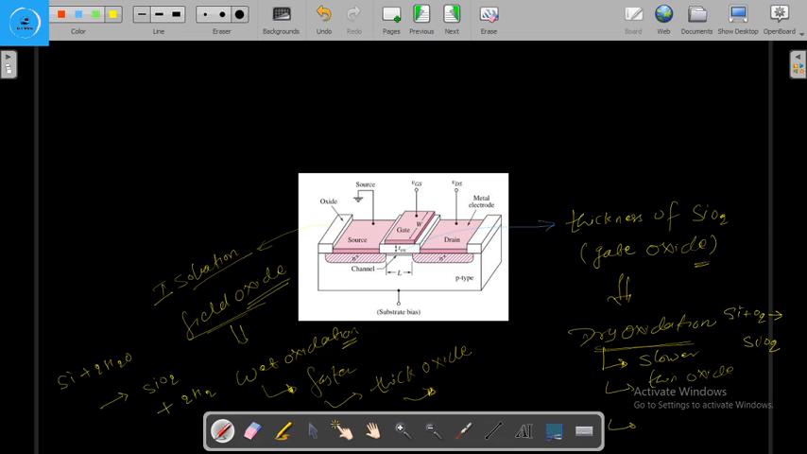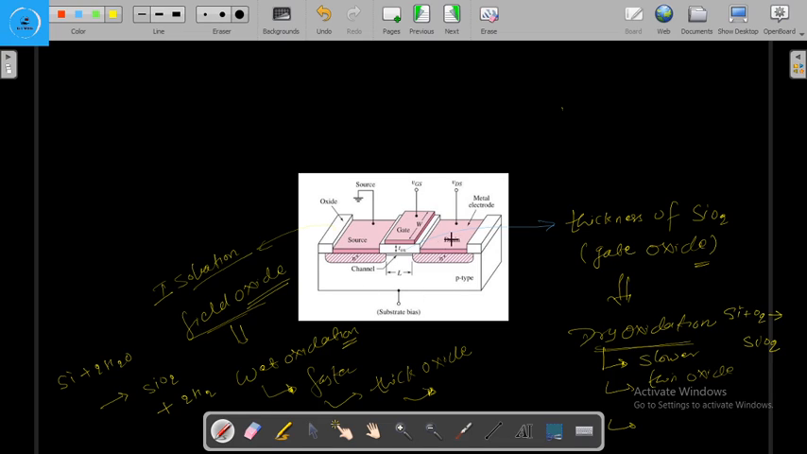Now, one thing to know: why are we using highly impurity-doped N type for the source and drain, and why are we using the substrate as a lightly doped trivalent dopant? Why are we using heavily doped N type, and why are we using lightly doped P type?